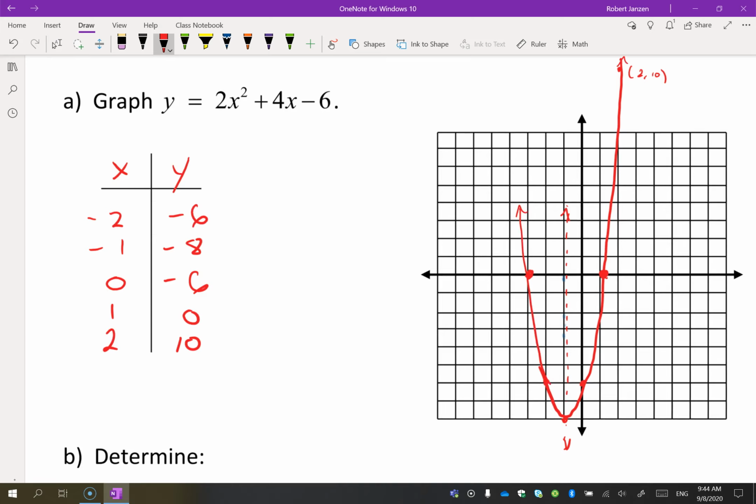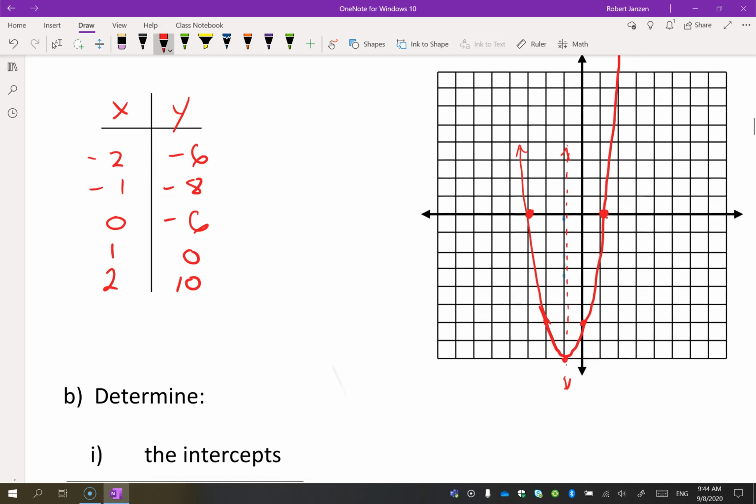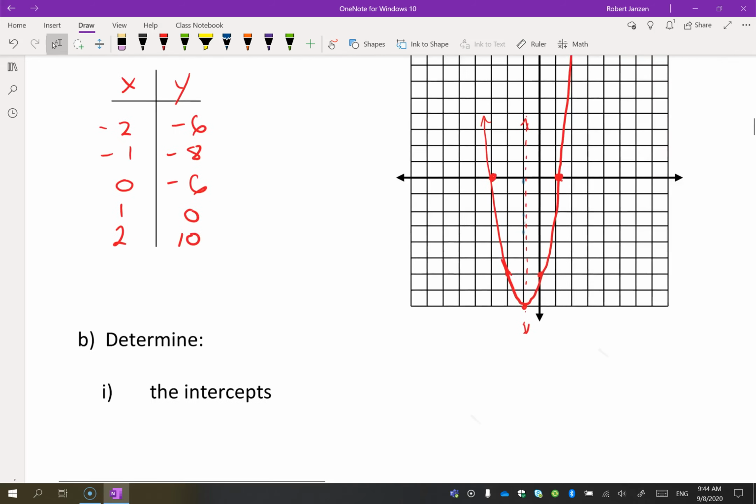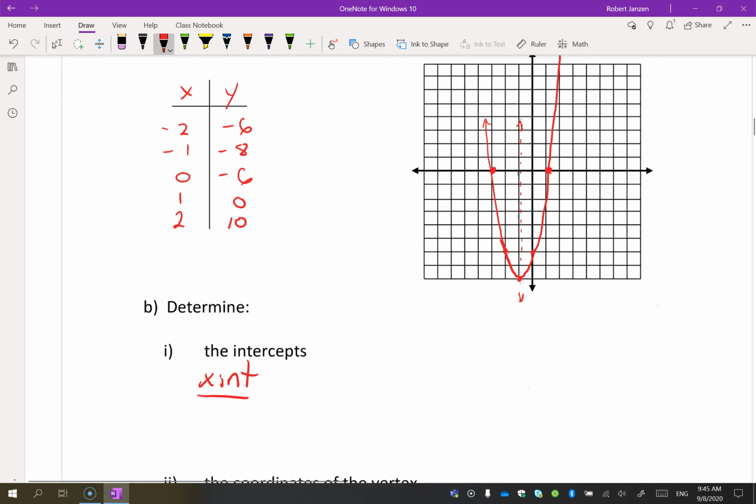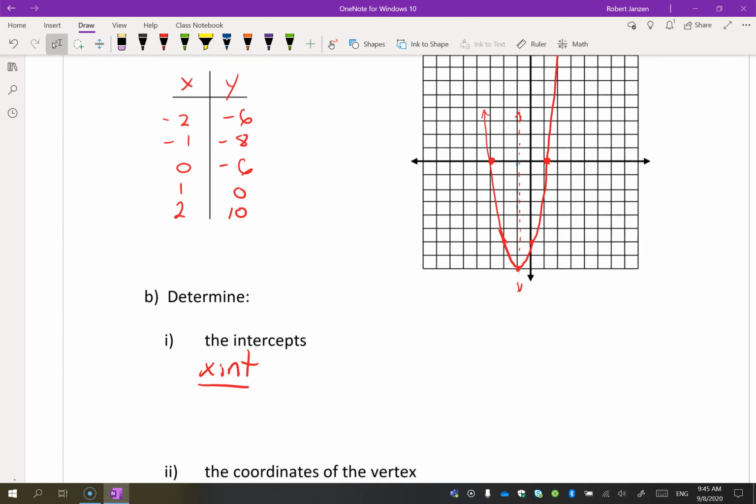So this is good enough. There's our parabola. Okay, now what are the x-intercepts? Well, we just happen to have them written there. They are -3 and +1. The y-intercept happens to be one of the points we found as well. It was -6. So that's kind of nice.